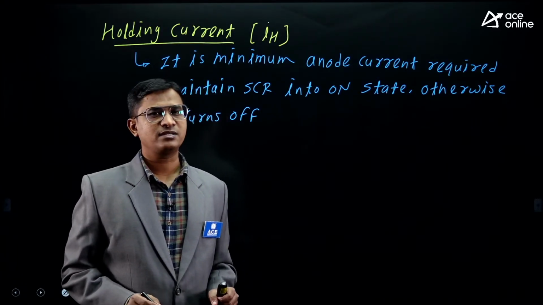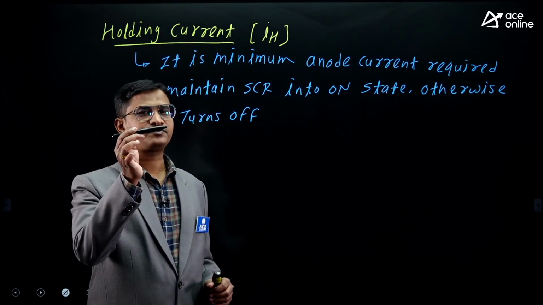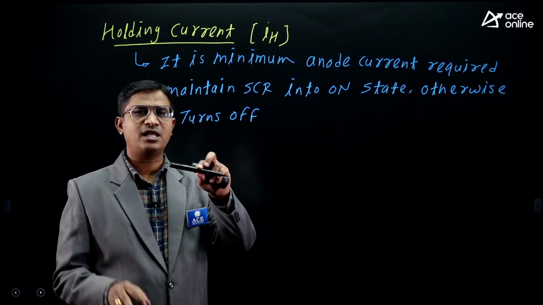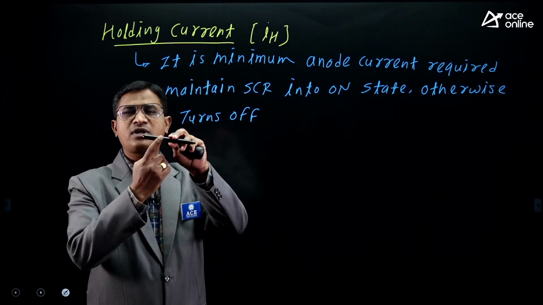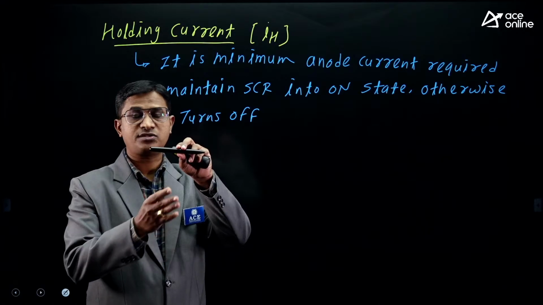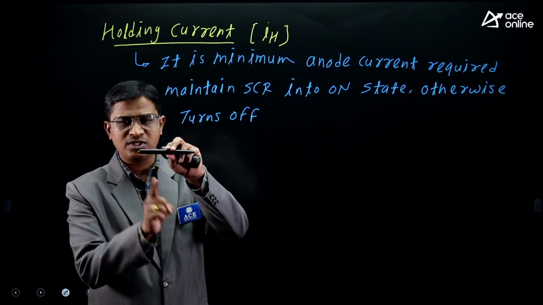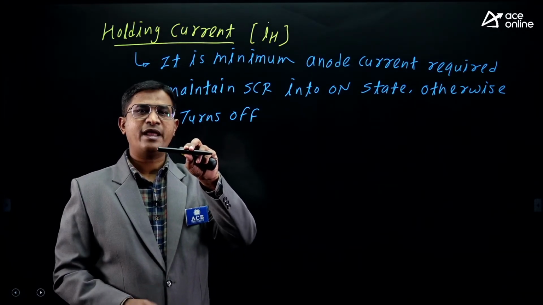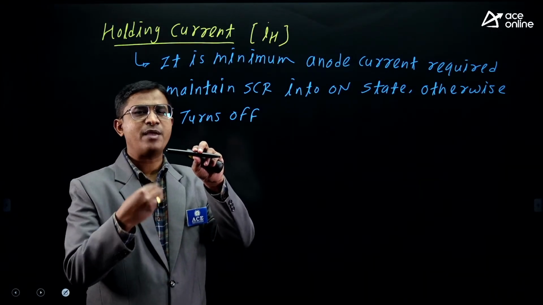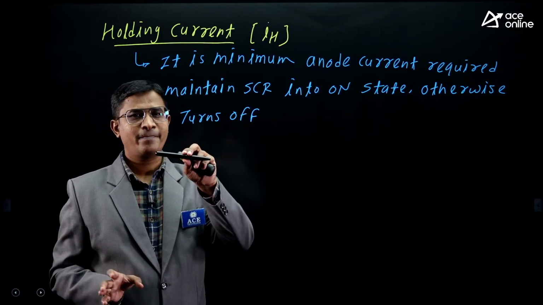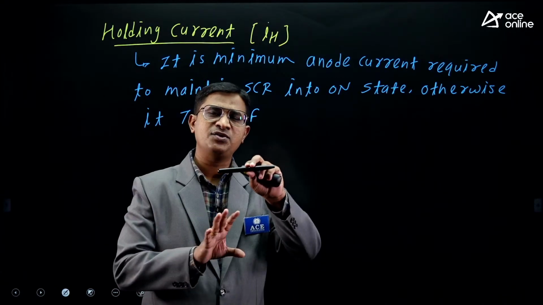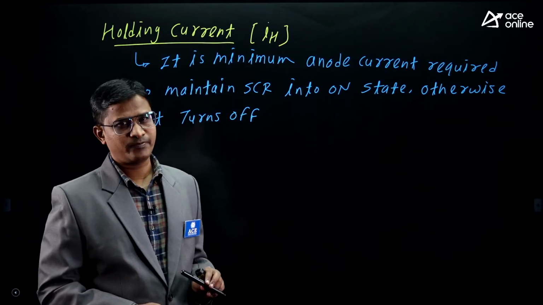The meaning is, suppose this is my SCR. I have turned it on at morning 6 o'clock, using the gate signal. And within 5 minutes, once my SCR turns on, I have removed the gate signal. And from that instant, my SCR continues in the on state.